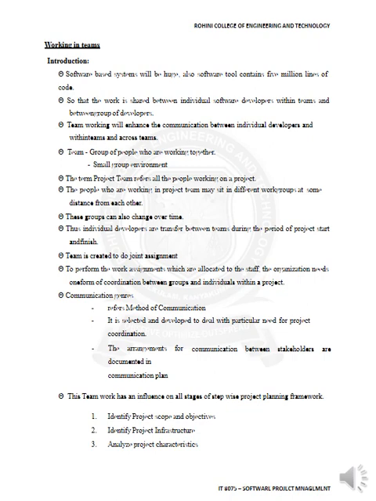So a team is a group of people who are all working together. It may be a small group environment. The term project team refers to all the people working on a project. The people who are working in the project team may sit in different groups at some distance from each other. These groups can also change over time. So a team is created for a joint assignment.